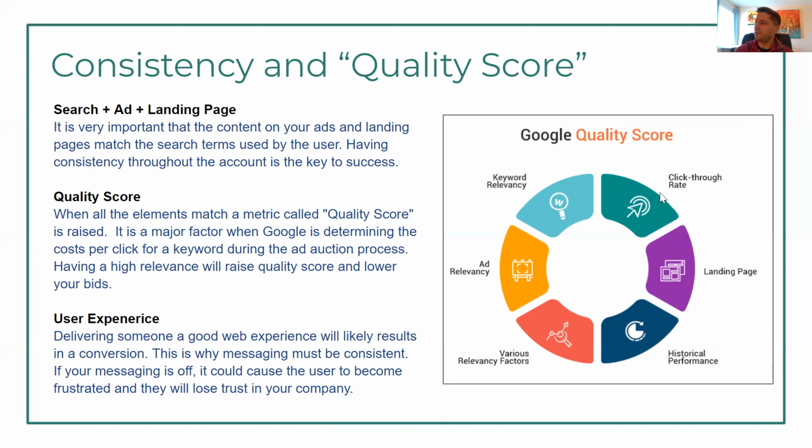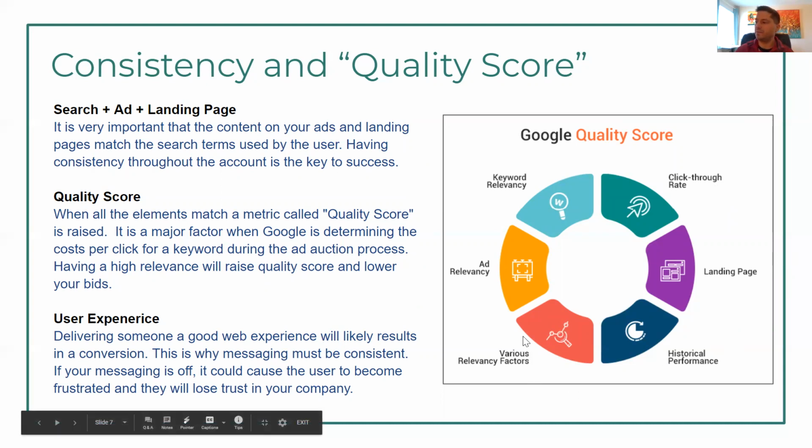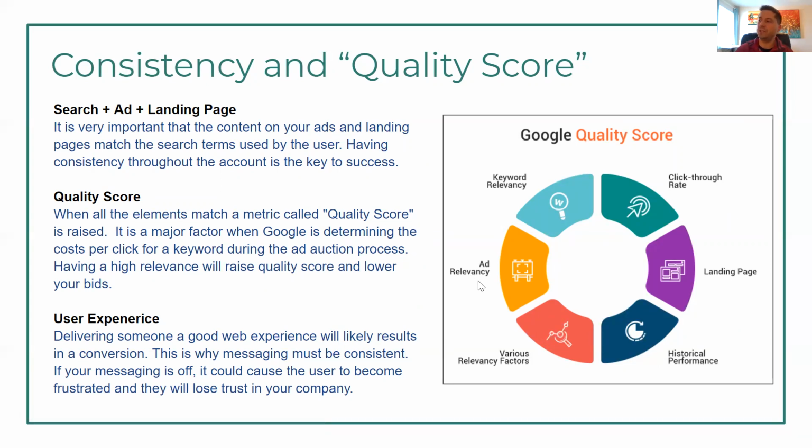So if you have a good click-through rate, if your landing page covers the aspects of what the keyword topic conveys, if you have good historical performance within your Google Ads account, there's different relevancy factors. If your ad is relevant to the keyword content, then you're likely going to have a good quality score and get better cost per clicks for certain keywords.